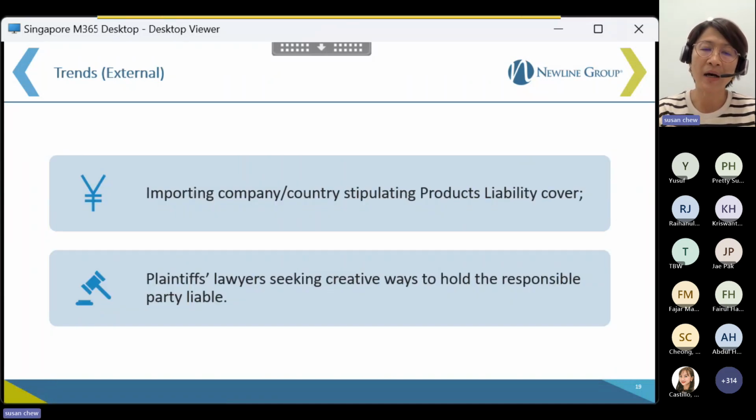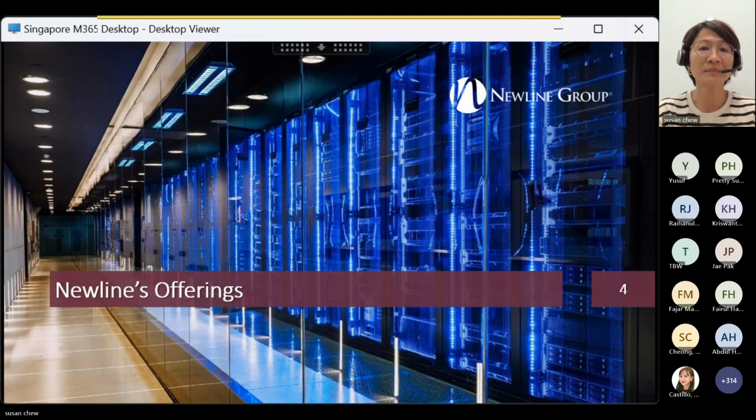That is one, and what we are seeing in terms of the trending is, of course, contractually, the buyers in Europe as well as in US are now imposing stricter requirements on the suppliers in Asia, for example, in procuring product liability insurance for better protection. Then, of course, the plaintiff lawyers will always seek creative ways to hold the responsible party liable in such scenarios.